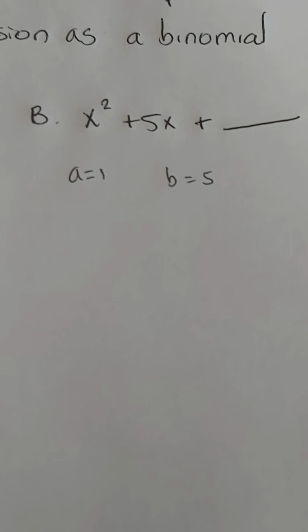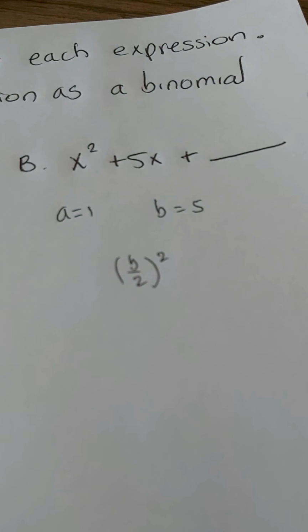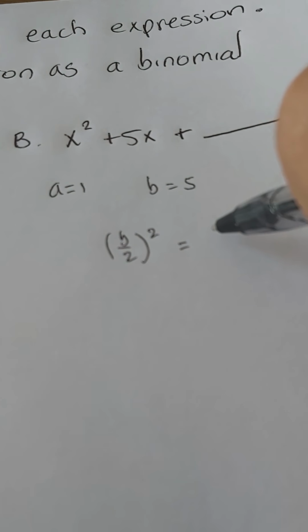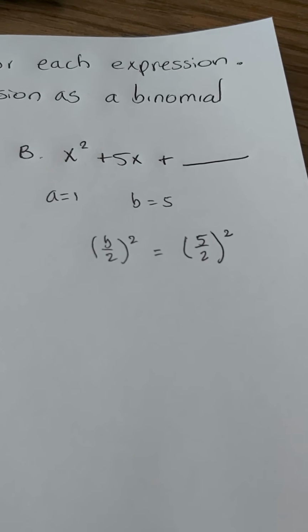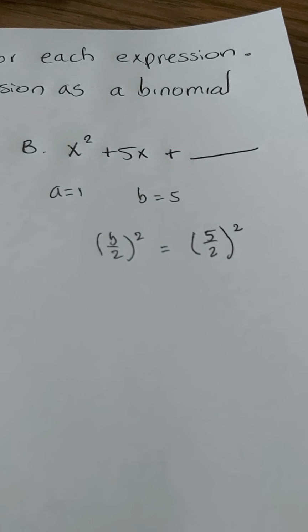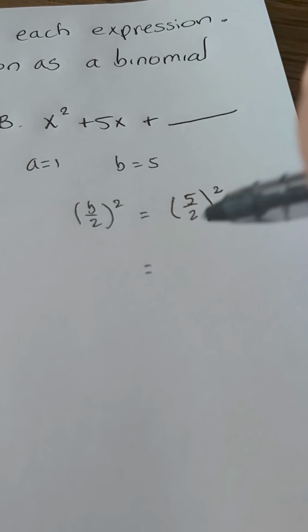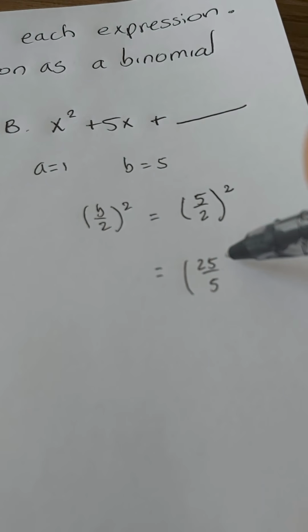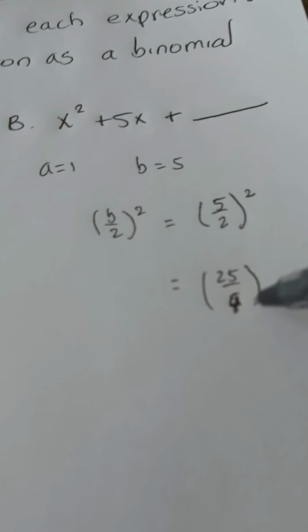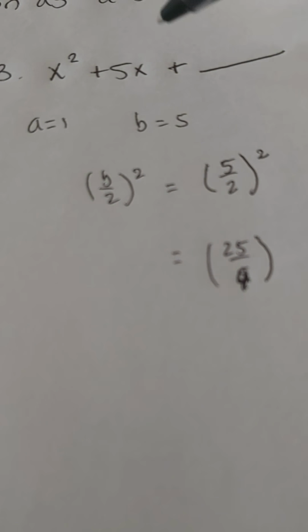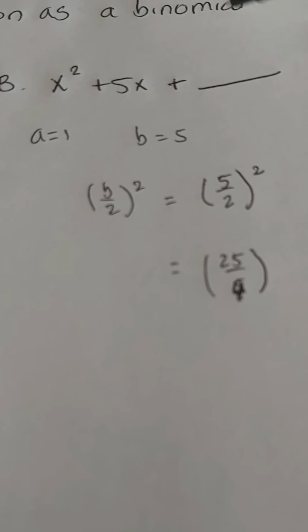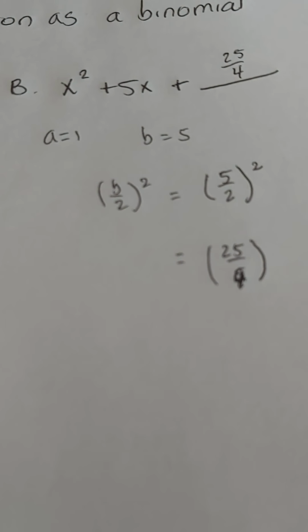a equals 1, b equals 5. So let's complete the square. Let's find half of b squared, which is going to be 5 halves squared. Okay? So how much is that? 5 halves squared is equal to 25 over 4. So our perfect square trinomial will be x squared plus 5x plus 25 over 4.